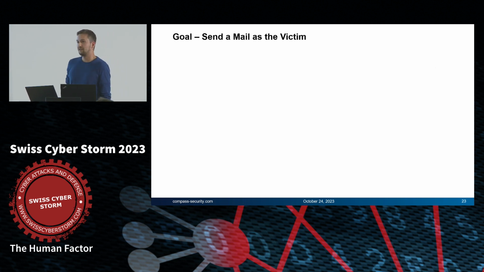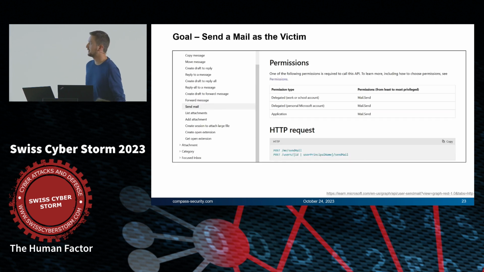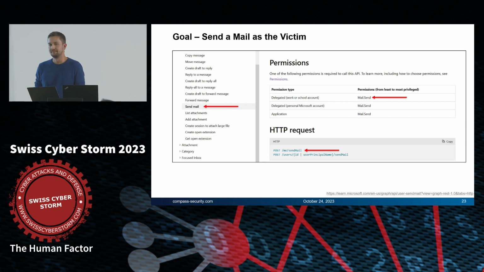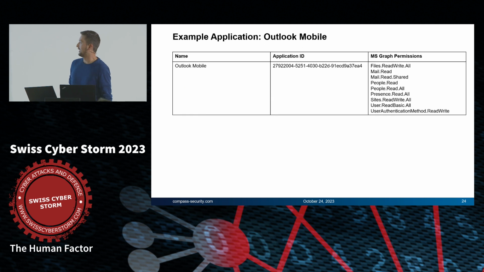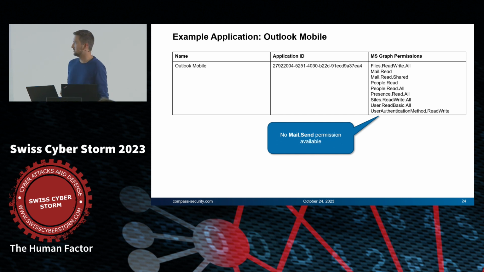But what if we also want to send a mail as a victim, not only read? If we head back to the Graph descriptions, we quickly find the send mail chapter and the required API call, but now we need the Mail.Send permission. If we check our Outlook Mobile application, we are out of luck, because there is no Mail.Send permission there. So we cannot send an email over MS Graph by impersonating Outlook Mobile.